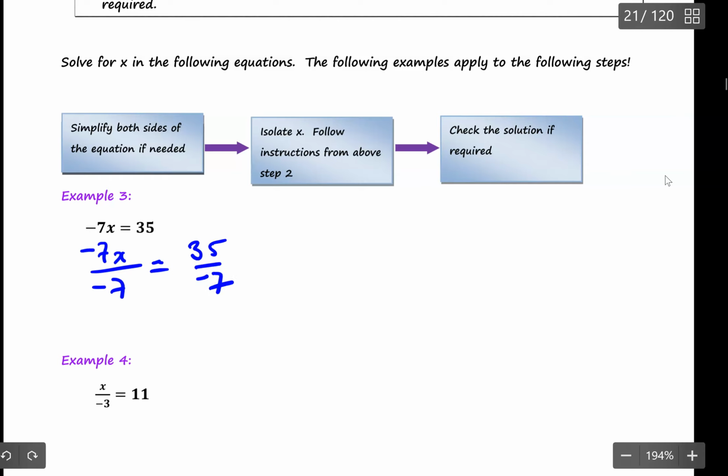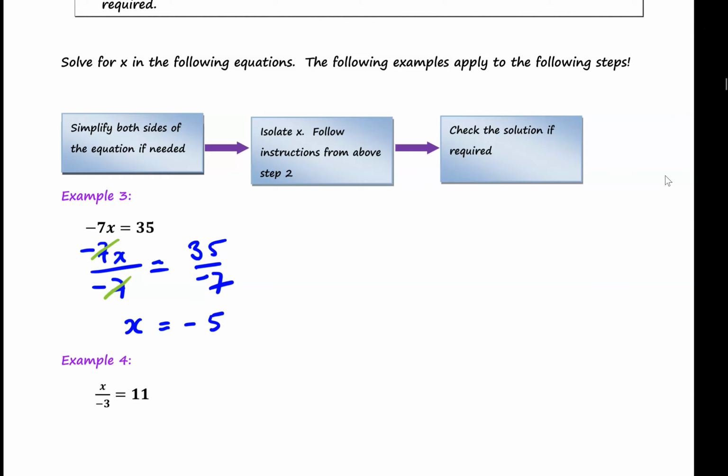Now you see that negative 7 will cancel with negative 7, because negative 7 divided by negative 7 gives me positive 1. So in this case, x should be equal to negative 5. It's also very easy to recognize that x is equal to negative 5. But in this case, we should perform the steps to familiarize ourselves with solving a linear equation, because not all linear equations are simple.